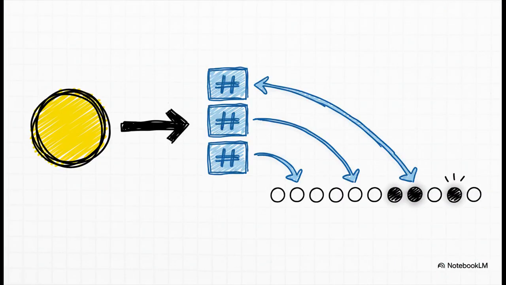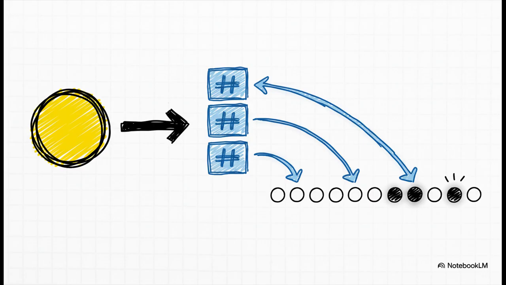Okay, let's do one. We'll add our first element, the letter P. We feed P into our three different hash functions. Let's say the first one gives us the number 4, the second one gives us 8, and the third one gives us 18. So we just go to those three spots in our array, 4, 8, and 18, and we flip those bits to 1.